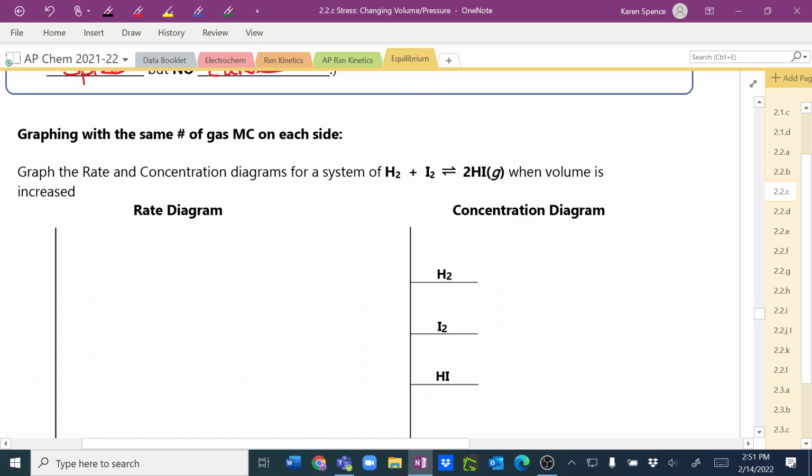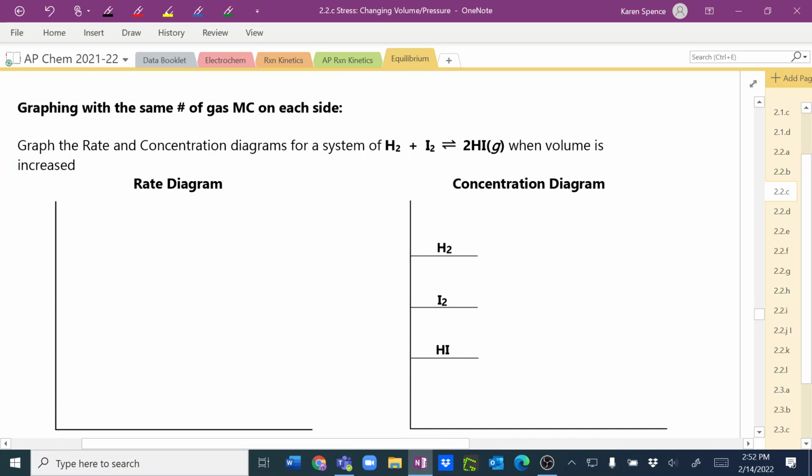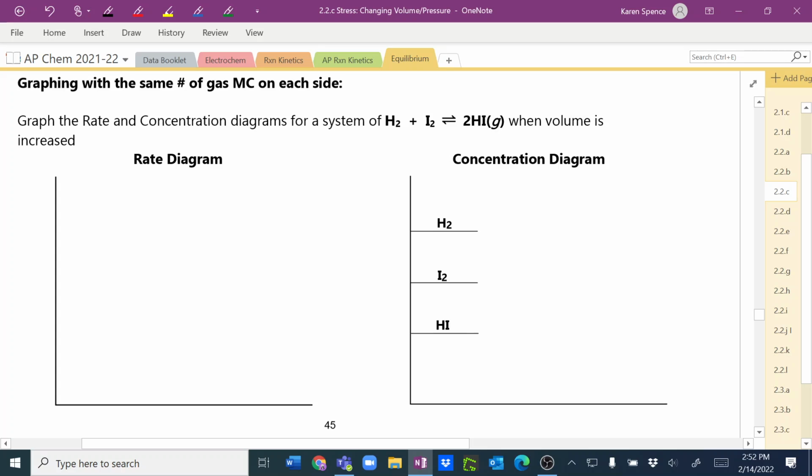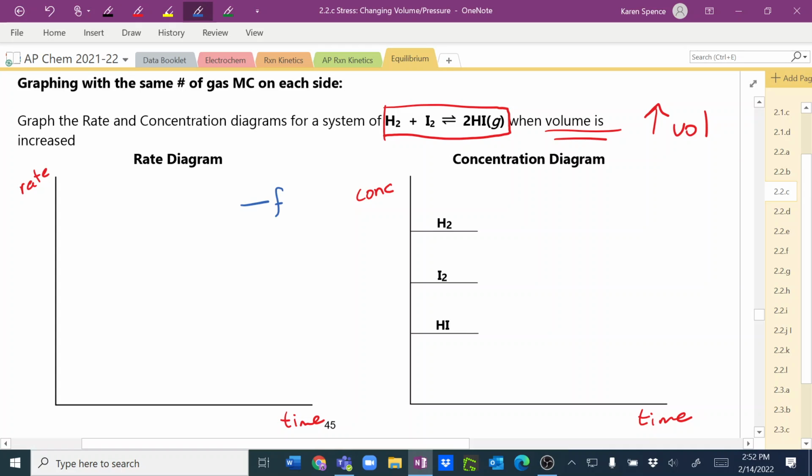And let's graph this. Graphing with the same number of molecules on each side. Here we have a rate diagram, so our rate is here. This is a concentration diagram, so our concentration is here. I'm just going to use time because it's easier to write than progress of reaction. So if we had this system here, H2 plus I2 gives 2HI, and if we increase the volume, here's our forward rate, here is our reverse rate.